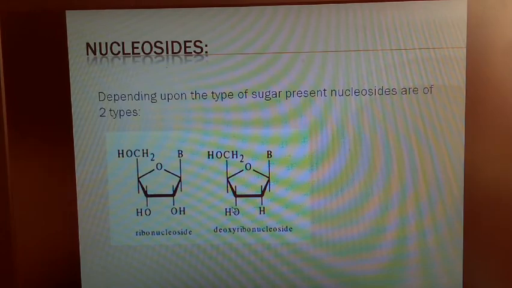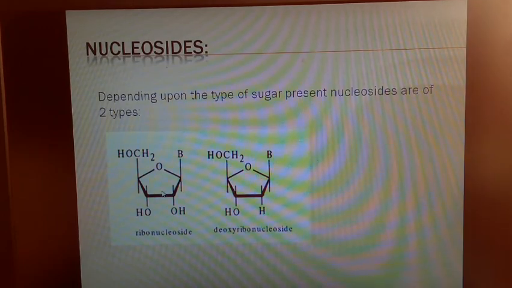Next one. As I said, depending upon the type of sugar present, nucleosides are of two types. If an OH group is there, then it is a ribonucleoside. You can observe this is the first carbon. B is nothing but base. The base may be any purine or pyrimidine. Likewise here also the base may be any purine or pyrimidine. So it is only about the pentose sugar.